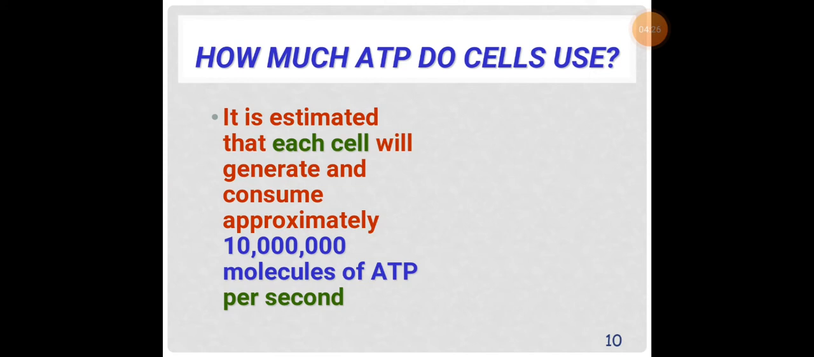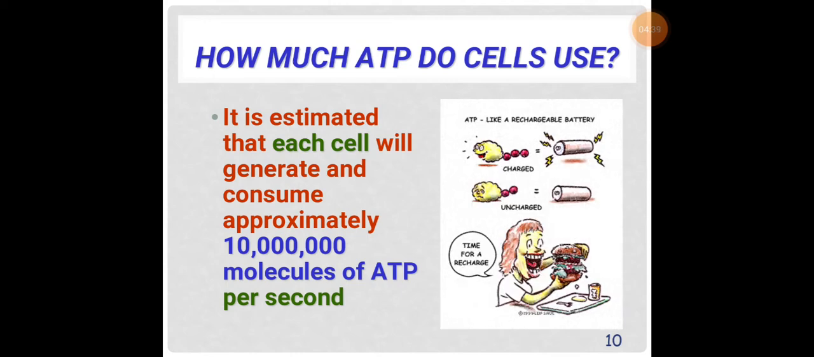So how much ATP do cells use? We need approximately tens of millions of molecules of ATP per second. So much energy is being broken down in our cells. It is like charging your mobile, and after that you discharge it. So you use it.